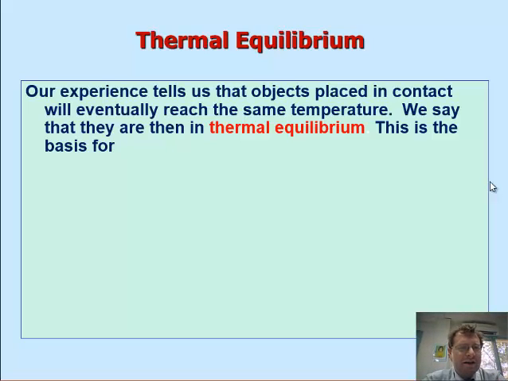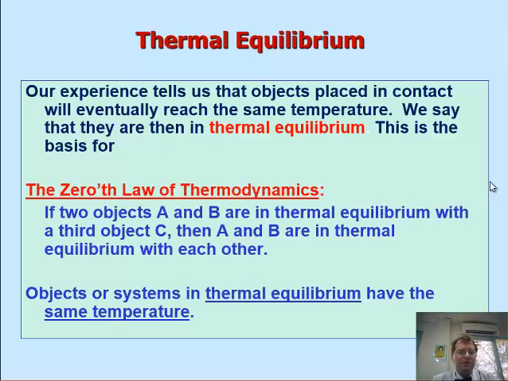We recognise that when we look at an object and it's placed in contact with another object, they eventually tend to reach the same temperature. This is known as thermal equilibrium. This makes sense to us as what we observe in the world, but it creates what's known as the zeroth law of thermodynamics. If two objects A and B are in thermal equilibrium with a third object, then A and B are also in thermal equilibrium. So objects in thermal equilibrium have the same temperature.